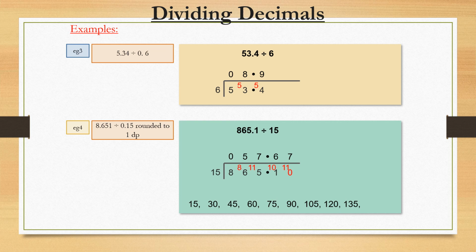And after you find the quotient, you have to round to one decimal place, which means 6. You look after 6, it's 7. So it's greater than 5, so you round up. You will add 1 on 6, so it's going to be 57.7.